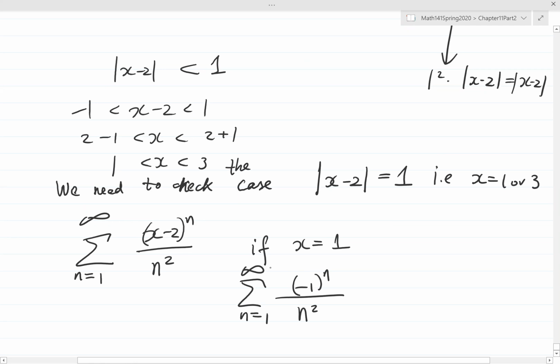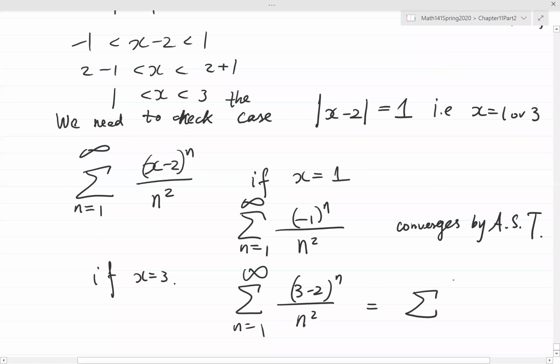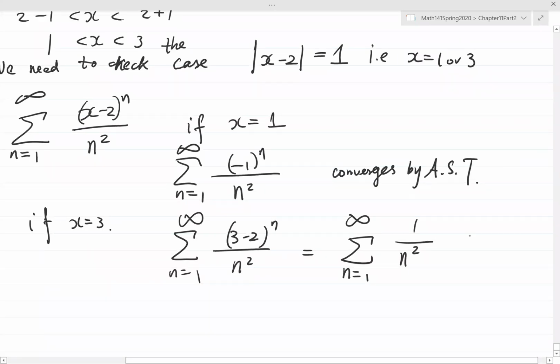Now you see this is alternating, so it converges by the alternating series test. So it converges at 1. If x equals 3, then we get 3 minus 2 to the power n over n squared, n from 1 to infinity. 1 to the power n is just 1, so we get 1 over n squared, n from 1 to infinity. This is the famous Basel problem, solved by Euler.